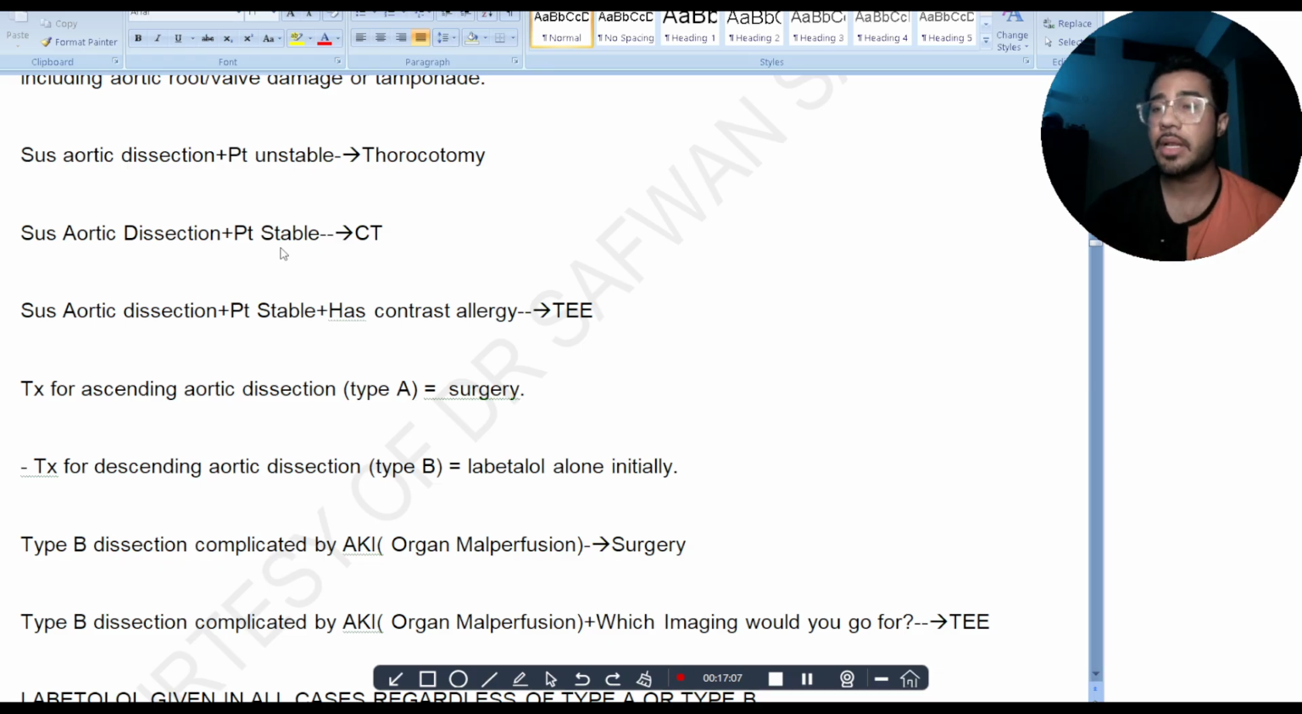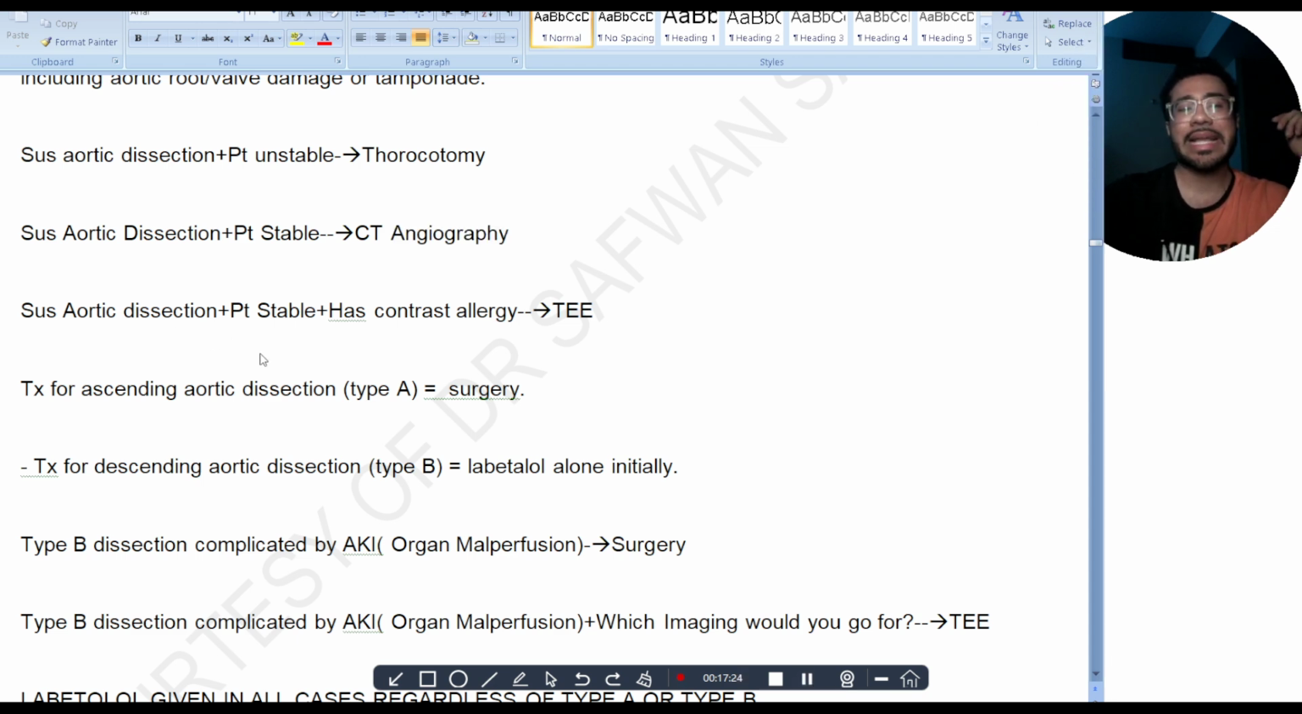If the patient is stable and does not have a contrast allergy, you do a contrast-enhanced CT angiography, because angiography is going to visualize the dissection. Suspected aortic dissection, patient stable, has contrast allergy: yes, I wanted to do CT, but now we will have to do transesophageal echo.